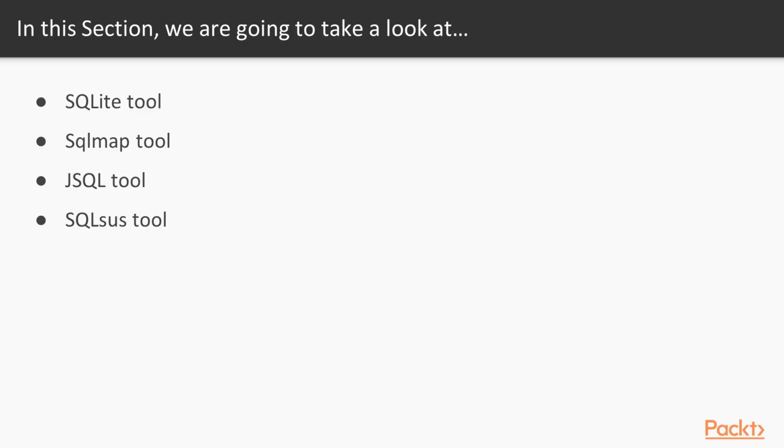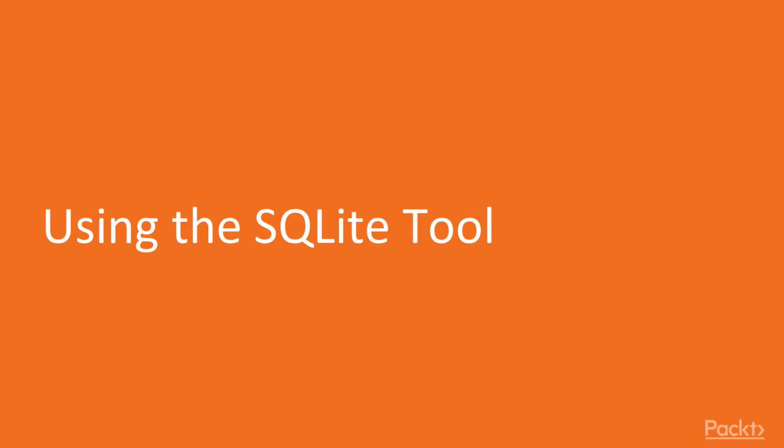So now in this section we are going to take a look at various points. First of all, we are going to learn about SQLite tool inside Kali Linux. Then we are going to perform SQL injection attack using SQL map tool, JSQL and SQL sys. So let's start with using SQLite tool.